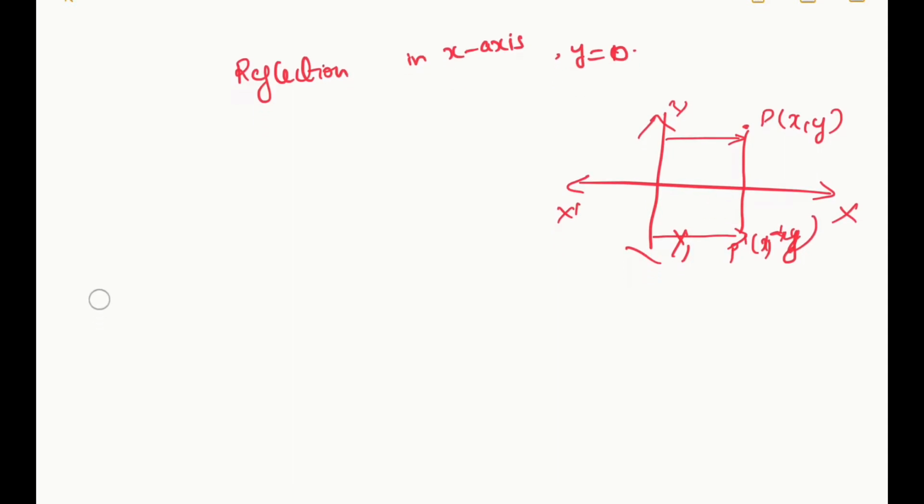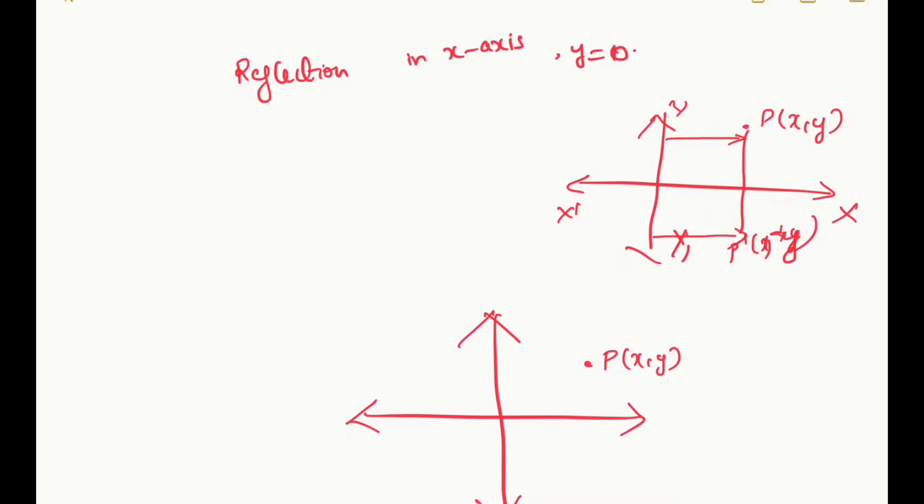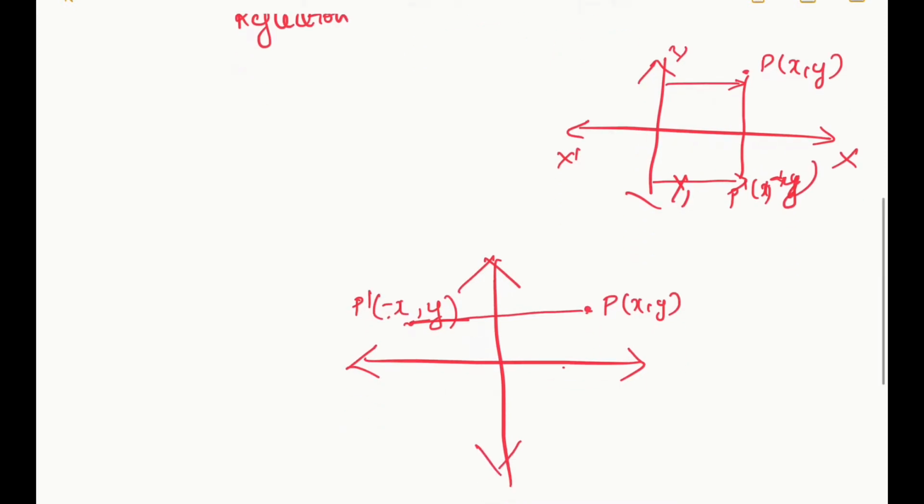Now let us come to the next one. When you have reflection in the y-axis, if this is my point, let me take this as P(x, y), reflection in the y-axis means it will be here, correct. So it is P dash. What will change now? x will change here. We have positive here. When it comes here, it will become negative x, and y will not change. Whenever you have reflection in x equal to 0, that means reflection is in the y-axis, your x value will change and y value will remain the same.